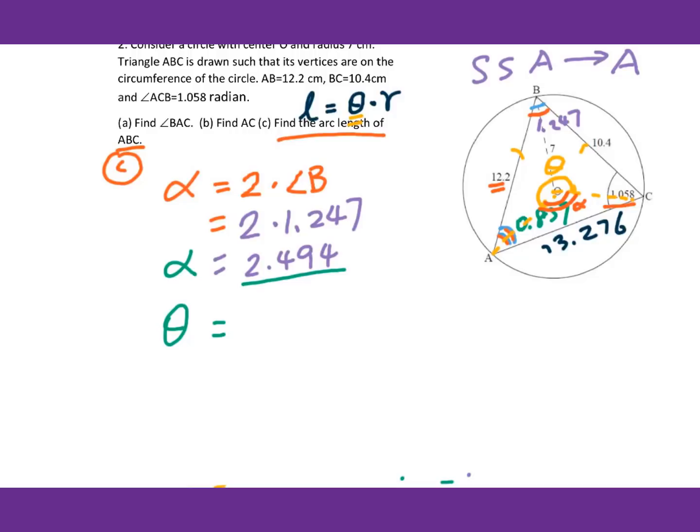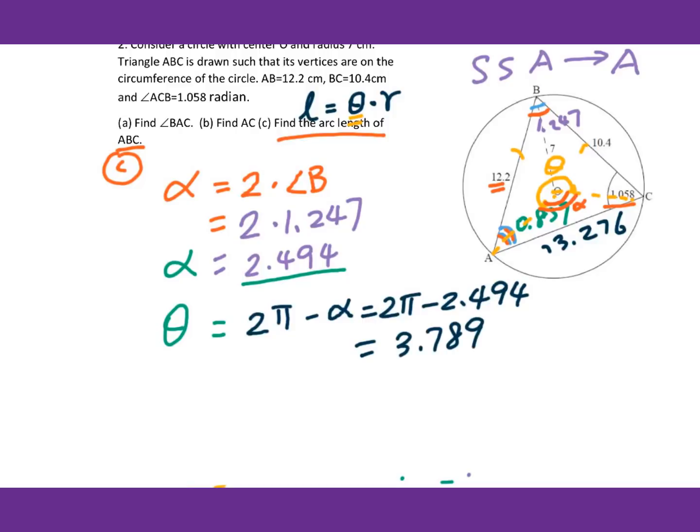This is a circle. For a circle, that's 2 pi minus alpha, which means 2 pi minus 1.494. We got theta equals 3.789.